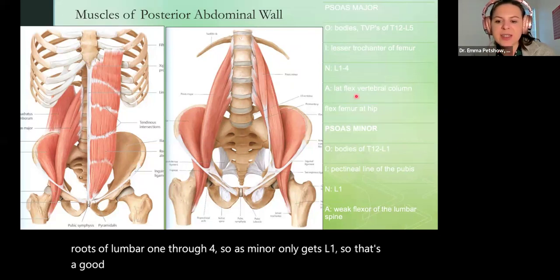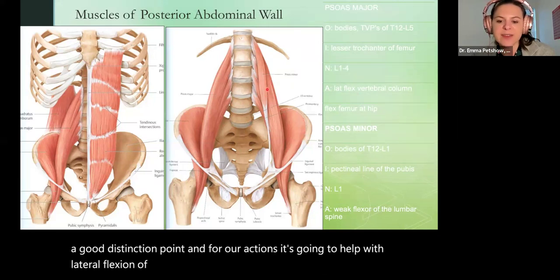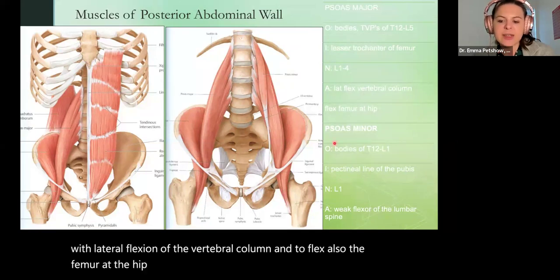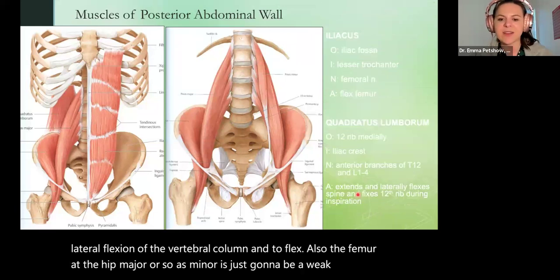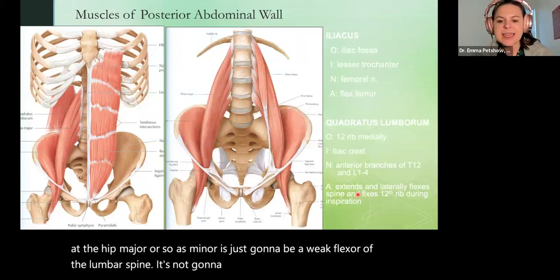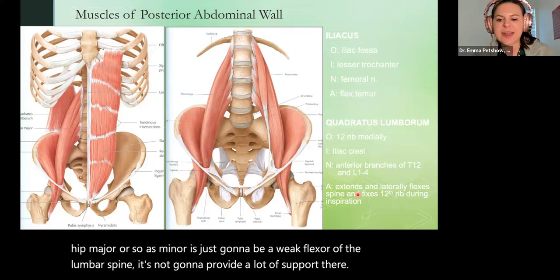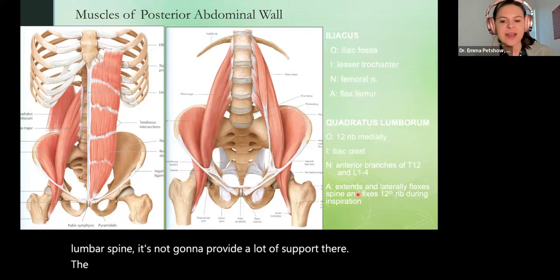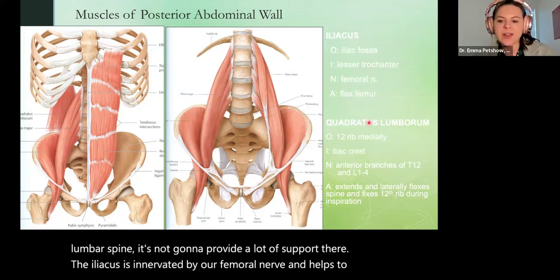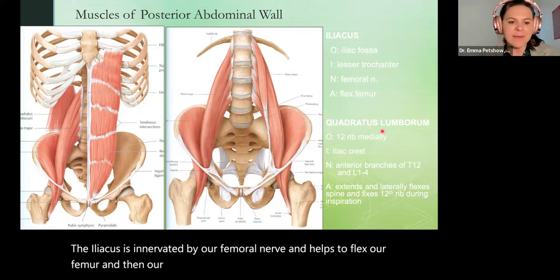For our actions, psoas major is going to help with lateral flexion of the vertebral column and also flex the femur at the hip. Our psoas minor is just going to be a weak flexor of the lumbar spine. It's not going to provide a lot of support there. The iliacus is innervated by our femoral nerve and helps to flex our femur. And then our quadratus lumborum is that thick muscle in the back.